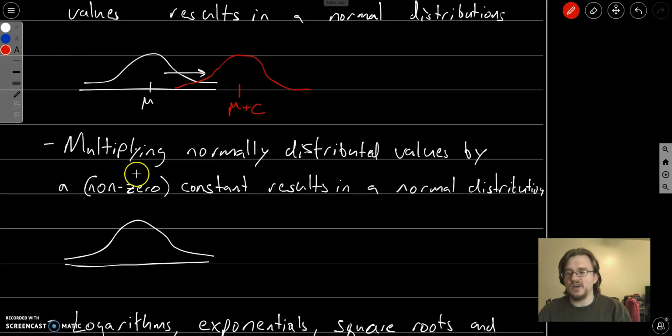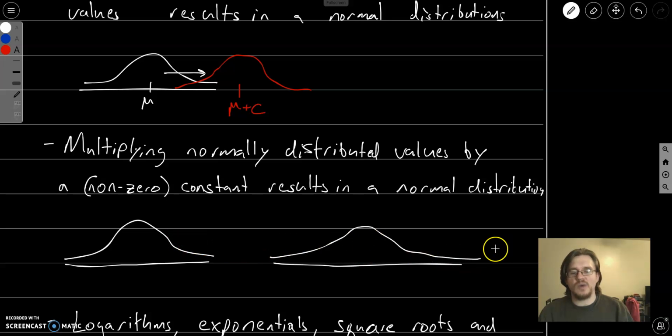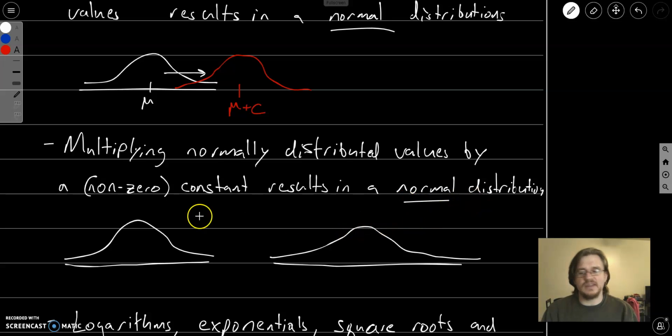The same thing happens if we multiply by a constant. We still get a normal distribution. If I say double all of the values in a distribution, say just multiply by 2, the normal distribution won't look quite the same, but it's still going to be a normal distribution. It's just going to be a lot wider. But adding a constant gives another normal distribution. Multiplying by something that's not 0 gives a normal distribution. These are common ways of changing normal distributions into ones that are easier to work with.